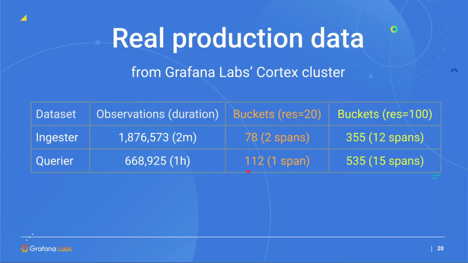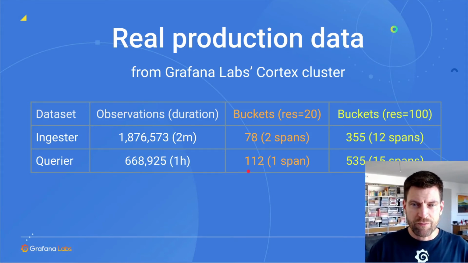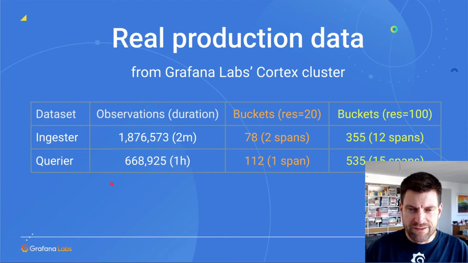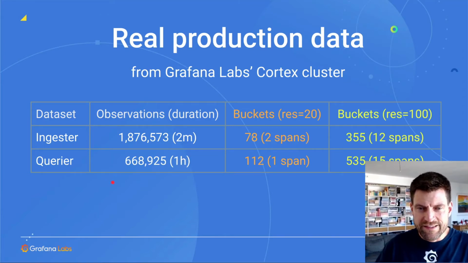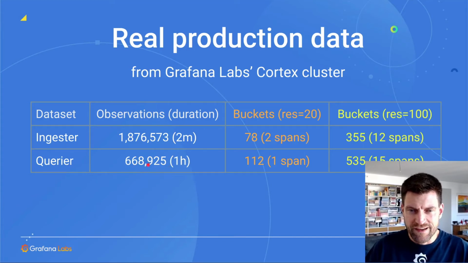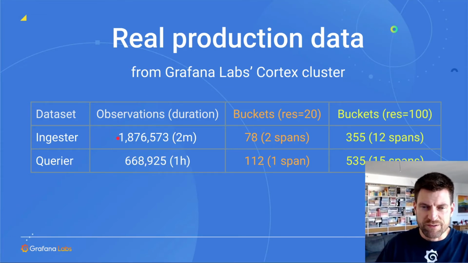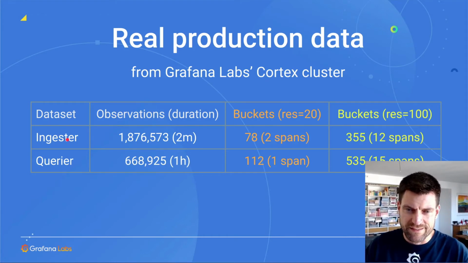So how does this all work in real life? To test that, I took observations from a real production cluster here at Grafana Labs from our Cortex cluster. If you know Cortex, you know what ingester and query mean, but we don't have to worry about that. The only important information is that the query has a very broad distribution of latencies, durations. So this is like a high entropy scenario, while the ingester has a smaller distribution. Most of the requests the ingester processes are processed in more or less the same duration.